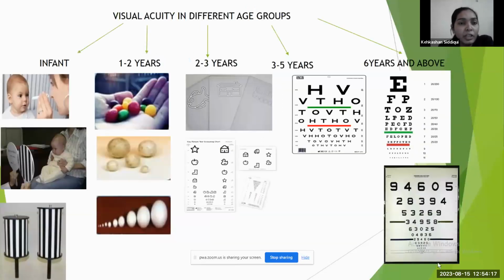Here we can see the visual acuity assessment in different age groups. For infants, the child can fixate and follow light. For 1 to 2 years, we can use colored candies. For 2 to 3 years, we can use cardiac acuity charts or K-picture charts. For 3 to 5 years, we can use HOTV charts. And for 6 years and above, we can use Snellen's or LogMAR charts.